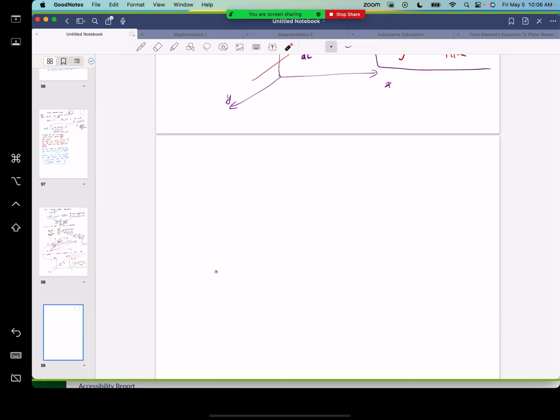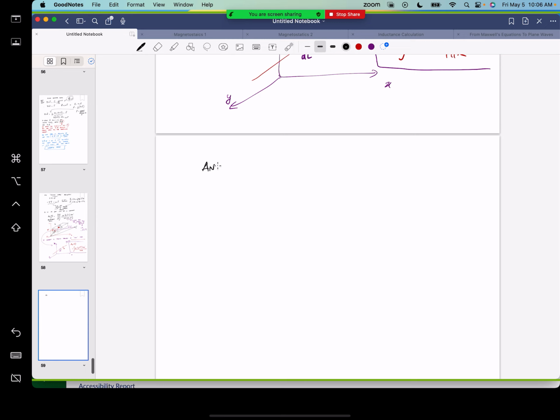All right, so let's look at an example. I'm going to use a short current element.